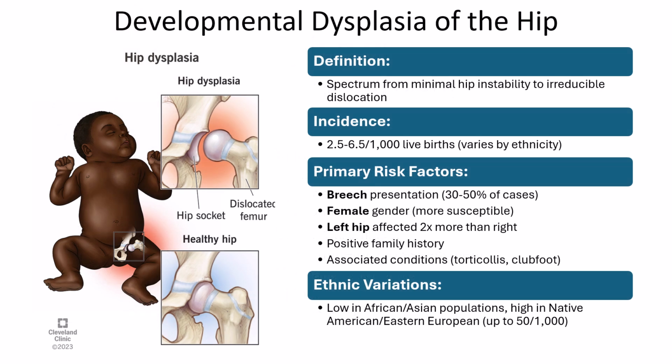Developmental dysplasia of the hip is a spectrum of conditions from subtle instability to complete dislocation, affecting 2.5 to 6.5 per 1,000 births. Key risk factors include breech presentation, responsible for 30 to 50% of cases, female gender and family history. Incidence varies dramatically by ethnicity, likely due to cultural practices like swaddling that keep hips in unfavorable positions.